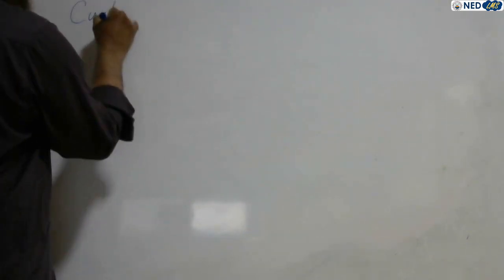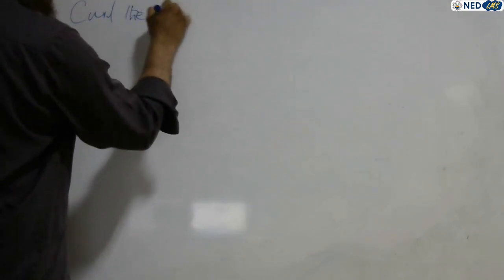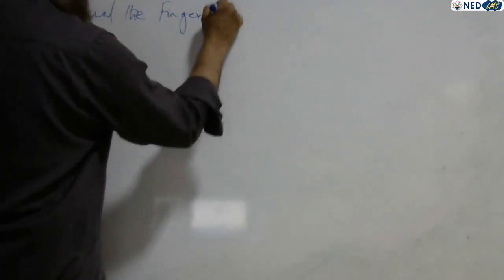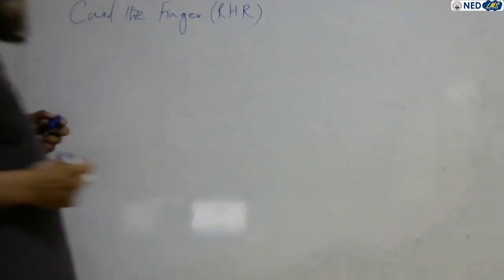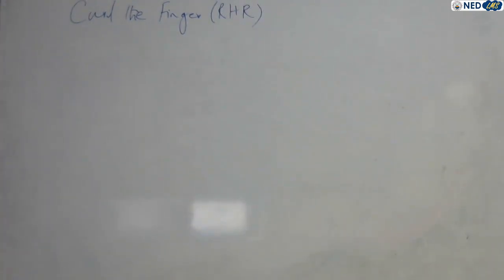Now the curl the fingers rule, that is, curl the right hand fingers, RHR, to find the magnetic field direction, that is the magnetic north pole. Because when we say magnetic field polarities, that means the magnetic north and magnetic south pole. So magnetic north and south are similar to EMF polarities like positive and negative. Positive is north, negative is south. Magnetic field lines flow from the north pole to the south pole.